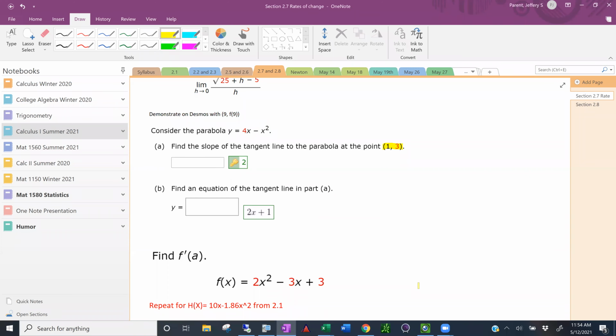Now, the one problem with all this stuff is that if you had to go back and find the equation of a tangent line at a different point, you'd have to do all this work all over again. So what we're going to try and do, starting in section 2.8 and continuing in chapter 3, is make this process a little bit more streamlined. Right now, it's a real pain.